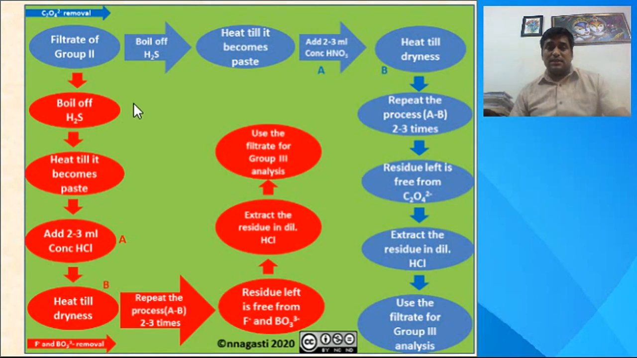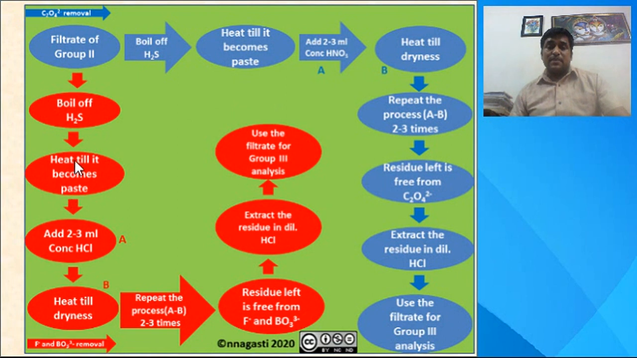So here is a scheme in combined form. Take the filtrate of the second group, boil off H2S, heat it till it becomes a paste, then add concentrated nitric acid and heat till dryness. Repeat this procedure 2 to 3 times to ensure complete decomposition of the oxalate present in the mixture. Now the residue which is left is free from oxalate. Extract it by adding dilute HCl, then filter, and use the filtrate for third group analysis.